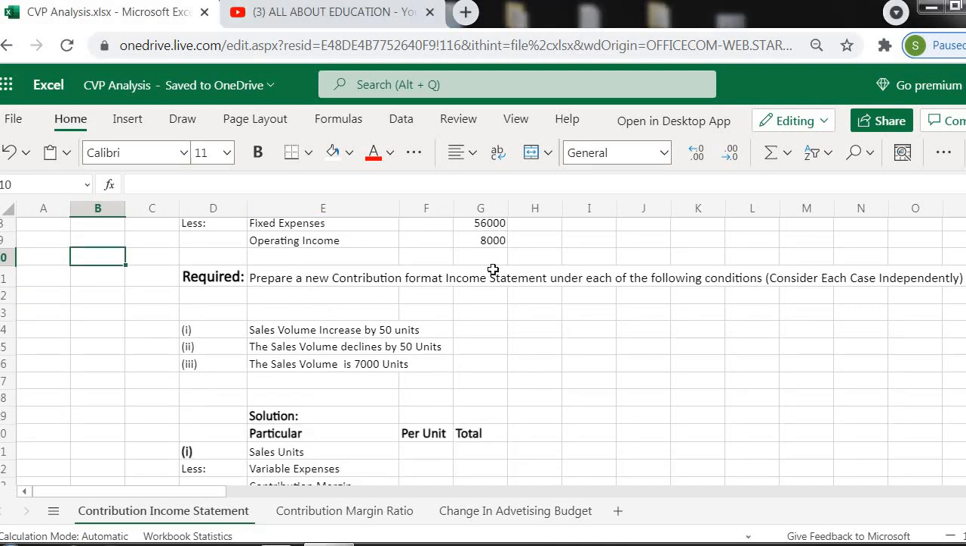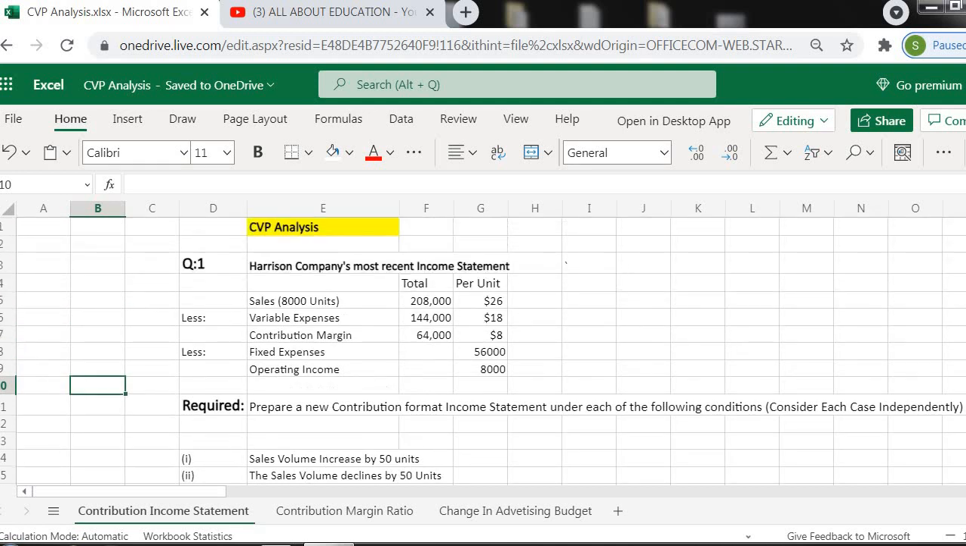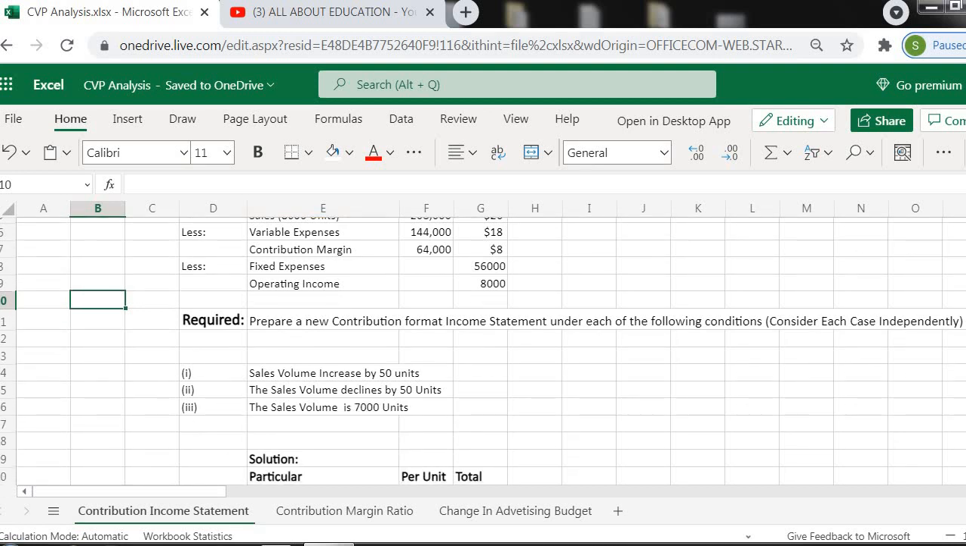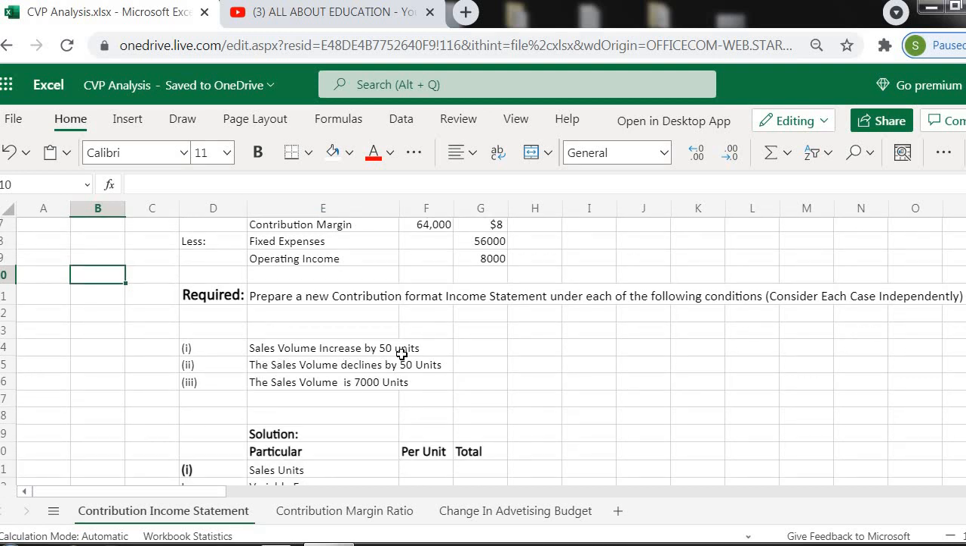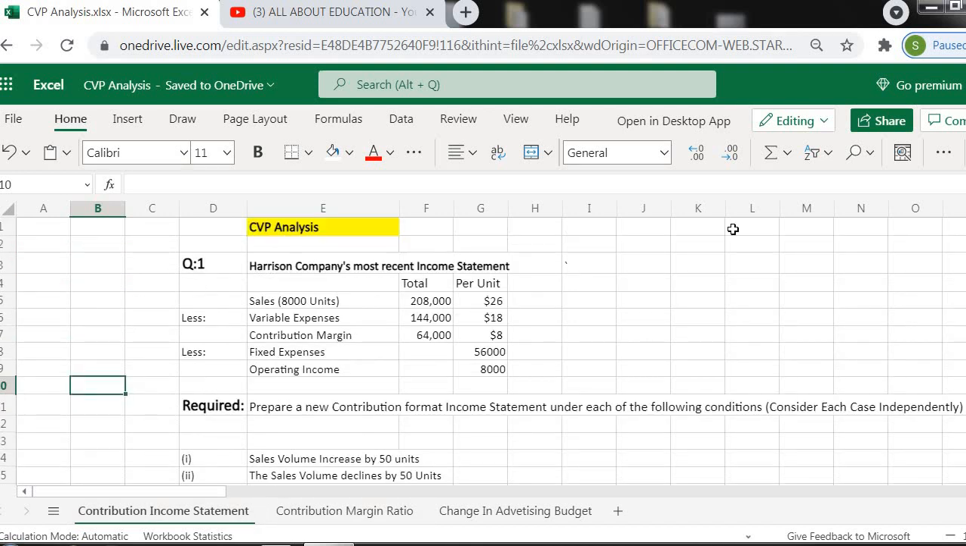So what we are required to do is to prepare a new contribution format income statement under each of the following conditions. Consider each case independently. There are 3 cases. We will consider each case independently, right? So in case number 1, sales volume is increasing by 50 units, right? In the original data there are 8,000 units, and in case number 1 the company is increasing the total volume of units by 50.